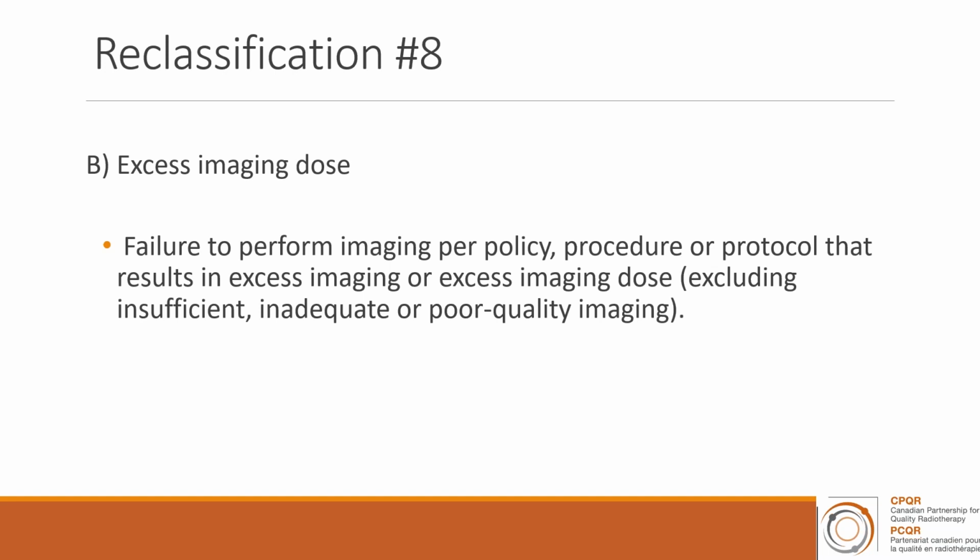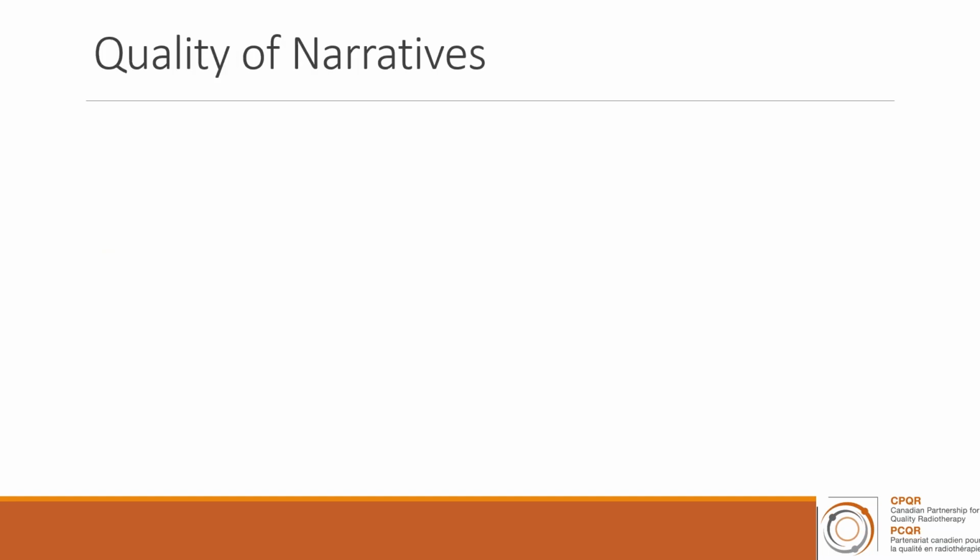Now here's the trick. An incident description that simply says image times 2 due to human error doesn't give us a whole lot of information. So that's the best choice I can make based on the description. That brings me to our next piece, and that's the quality of narrative, so the quality of that incident description.